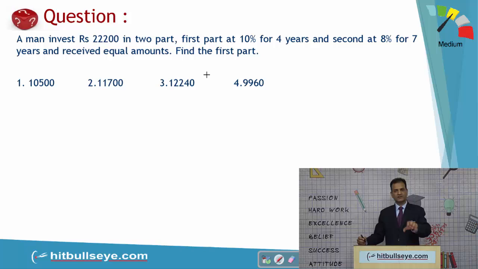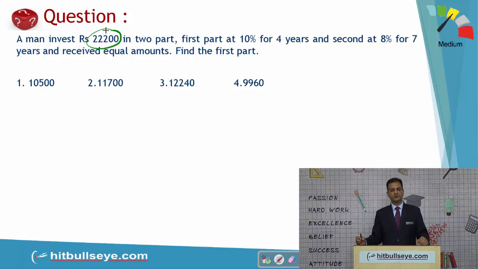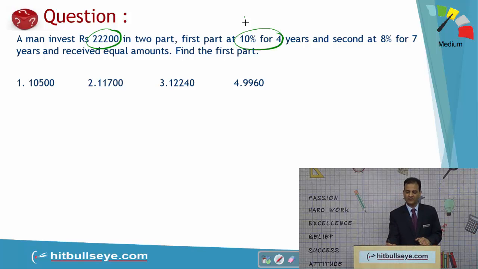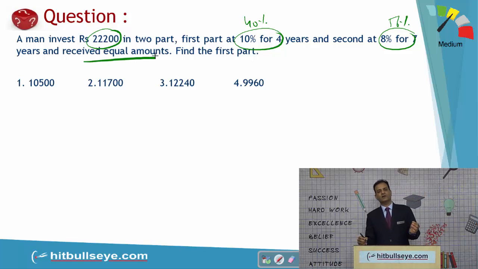Friends, the choices can also help you if you think logically. A man invests, what is the amount? 22,200 in two parts. The first part is 10% for 4 years. That means we can say the effective interest will be 40%, 10 into 4. The second part is 8% for 7 years. It will be 56%, and he received equal amounts. So that means after maturity of the two parts we are getting equal amounts. The first part is 40%, the second is 56%.